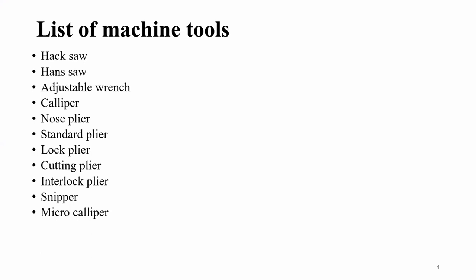Now let's see the list of machine tools. Some tools are hacksaw, and basically this is practically just a demonstration. I will display some pictures of these machine tools and you just sketch those things, and there is nothing beyond those sketches. The only purpose of this lecture is to demonstrate the various types of machine tools. Some machine tools are hacksaw, double wrench, calipers, and we will see the purpose of these tools in detail in upcoming slides.